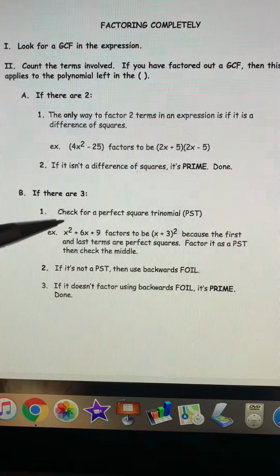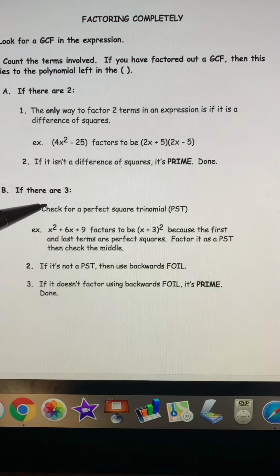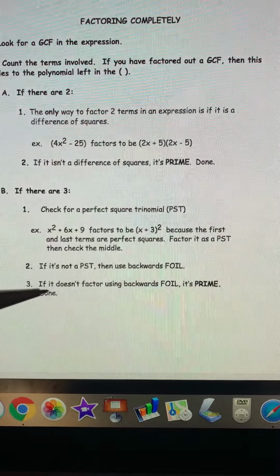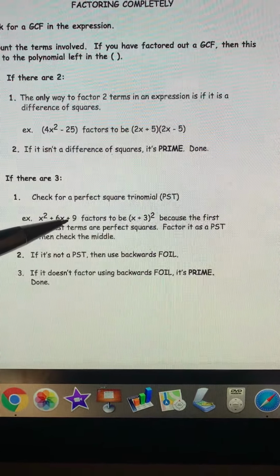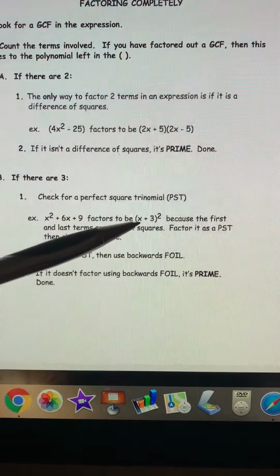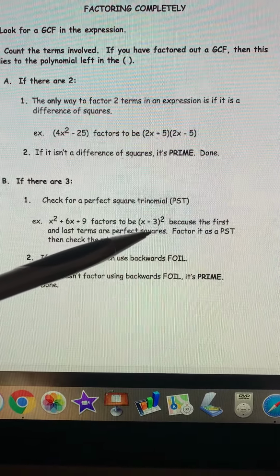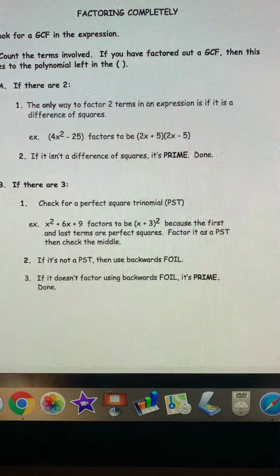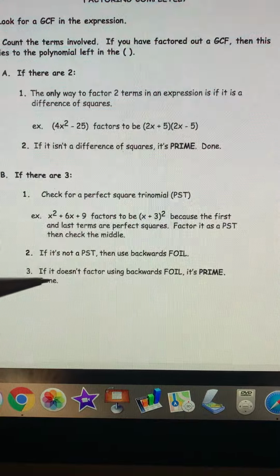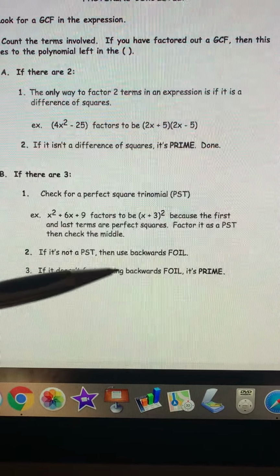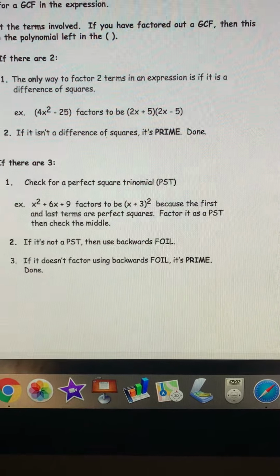If there's three terms, first thing we're going to say, keeping in mind we've already taken out a GCF, is it a PST? So I'm checking for the first and the last to be perfect squares, with that being a plus sign. If it is, we're going to make our one set of parentheses, take the square root, and double check for the middle. If it's not a PST, then we're just going to try backwards FOIL. Sometimes it'll have a coefficient, sometimes it won't. But if it doesn't work with backwards FOIL, we're going to say, okay, it's prime.